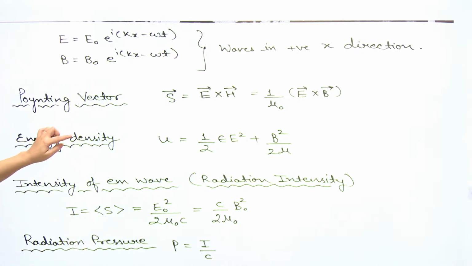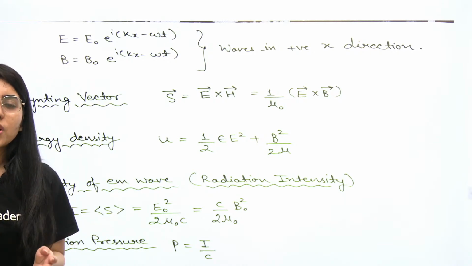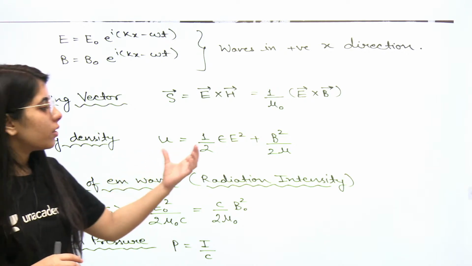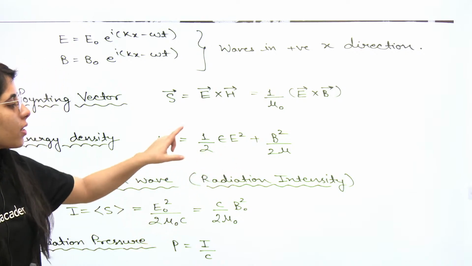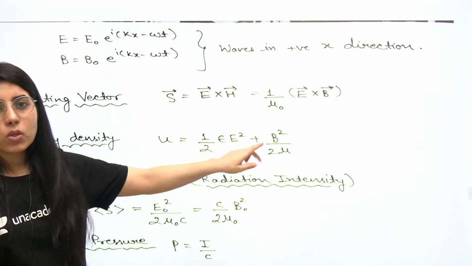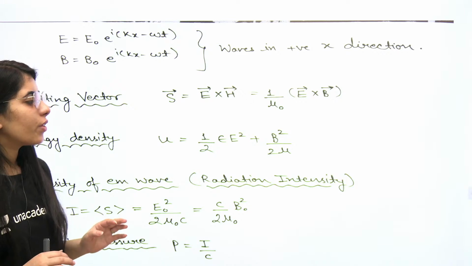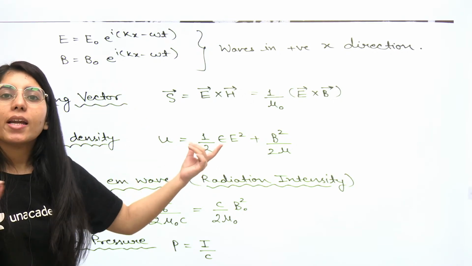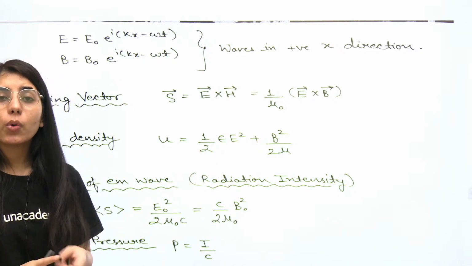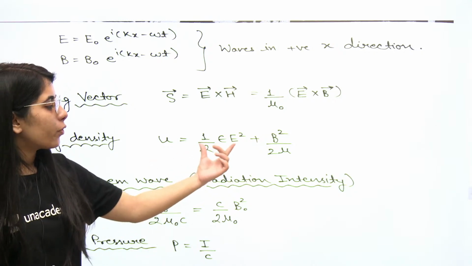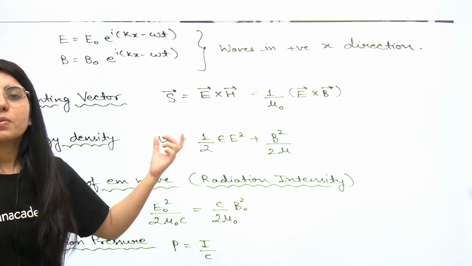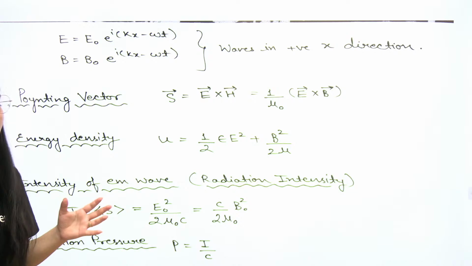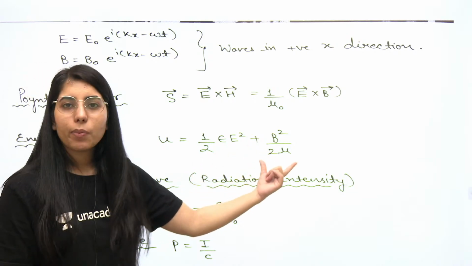Now, energy density. If anytime they are asking you to find the energy density corresponding to the electromagnetic case, you will have to consider this complete expression, which is half epsilon E square plus B square upon 2 mu. The symbols have their usual meaning, like epsilon and mu. One more thing, if they ask you to find the energy density corresponding to only the electric field, you just have to consider the first term, that is half epsilon E square. And if they are asking you to find the energy density corresponding to the magnetic field, then you have to consider B square upon 2 mu.